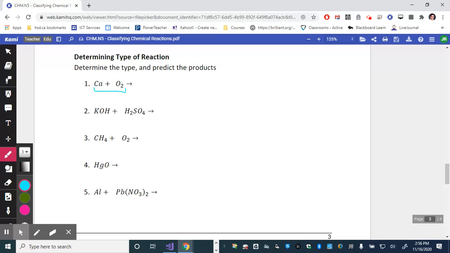Now this is called the product. No, sorry, I always get it mixed up. These are called the reactants, because they are what are reacting. Then a chemical reaction happens, and all of a sudden we get some products. And so we're trying to determine what the products are.